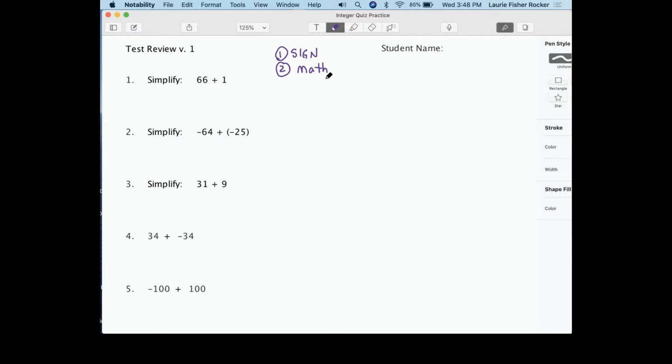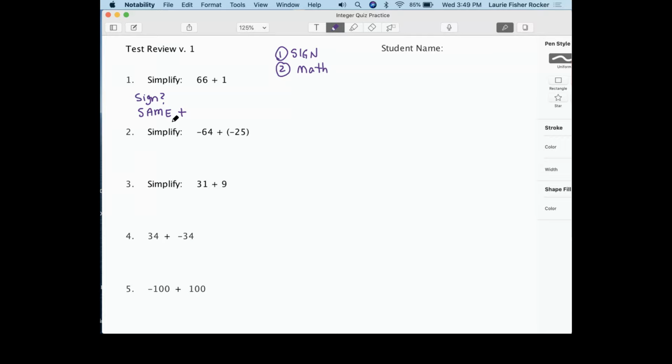Okay, so when I look at this problem here, I ask myself, what am I going to do with the signs? Well, what I notice is that the signs are the same. That information tells me what I need to do with the numbers, and by the numbers, I mean 66 and 1. The signs are not only the same, but they are both positive. So that tells me that my answer is going to be positive.